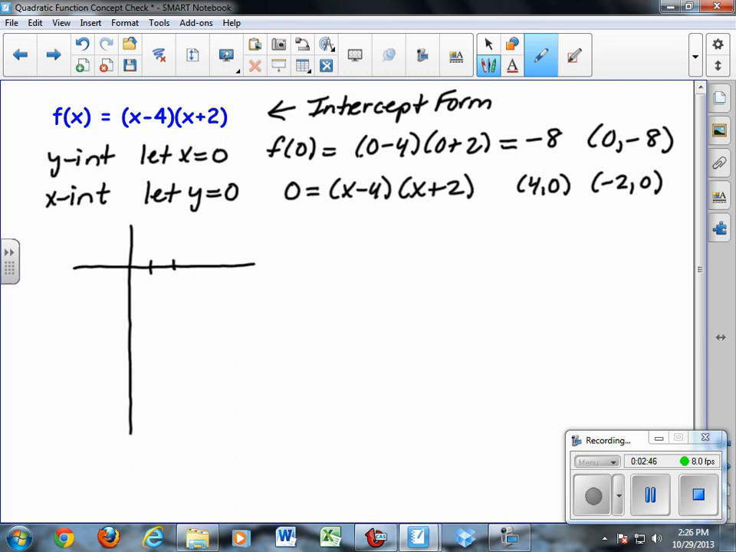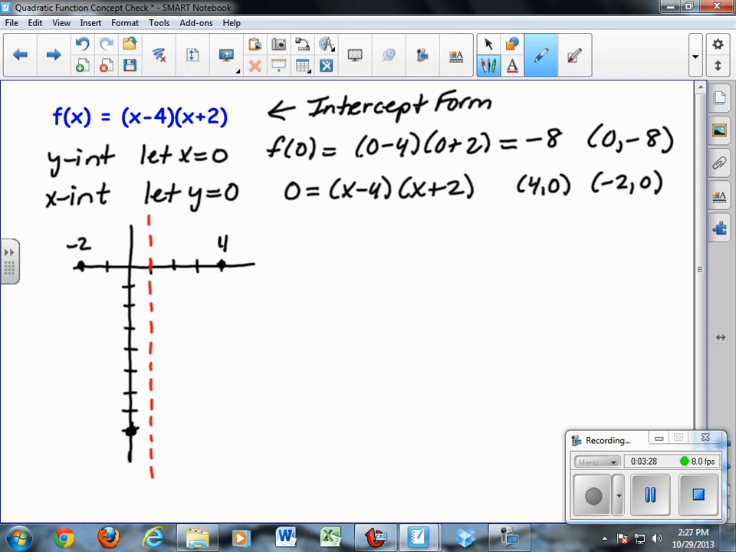1, 2, 3, 4. 1, 2. 1, 2, 3, 4, 5, 6, 7, 8. Okay, that looks a little better. We can see visually that the lowest point of the graph is going to be somewhere to the right of the y-axis, because with symmetry, the middle point of this function has to be somewhere halfway between these two values. This is 4, this is negative 2. Halfway between those two numbers, and you could find that by averaging them, is 1. So we know that this line is going to divide the graph in half.